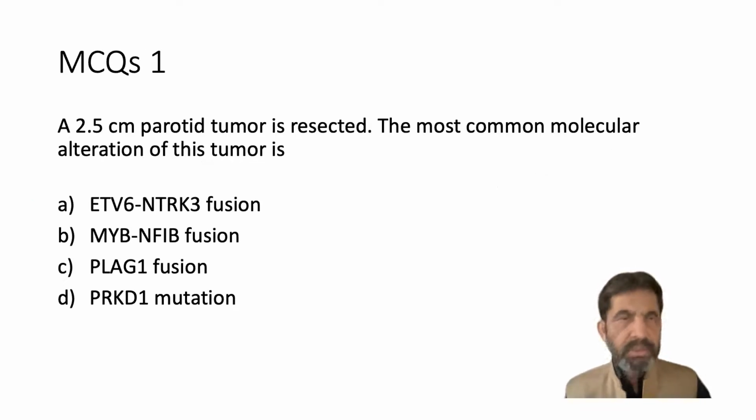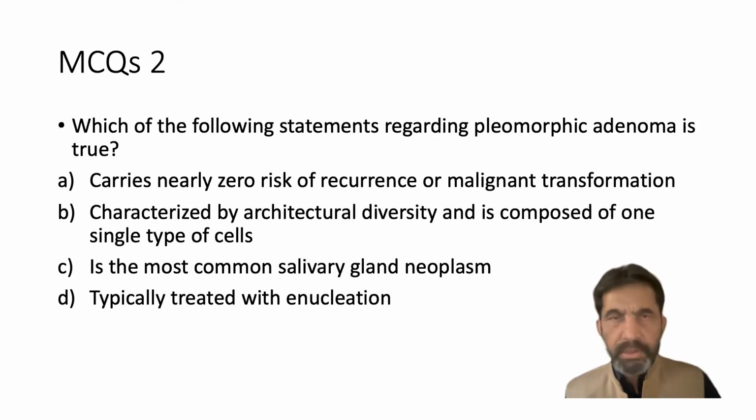The MCQ questions. Question 1: a 2.5 centimeter parotid tumor is resected. The most common molecular alteration of the tumor is: A, ETV6-NTRK3 fusion; B, MYB-NFIB fusion; C, PLAG1 fusion; D, PRKD1 mutation. Again, the answer is C, PLAG1. I have discussed this in the lectures.